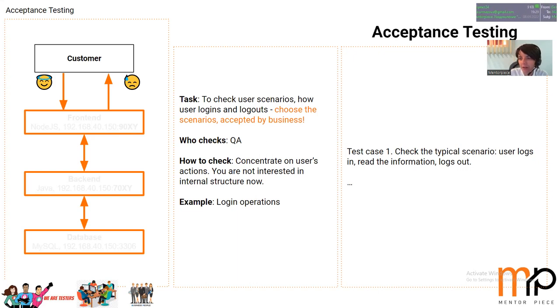Before we start testing, we should sign a contract with the customer. And in this contract, we should define the criteria of readiness of our application. Because how could we be sure that the application is really ready? How many defects should we have in the application? What maximal number of defects could we have in the application to consider it ready? What user scenarios should be working? What user scenarios are the most important ones?